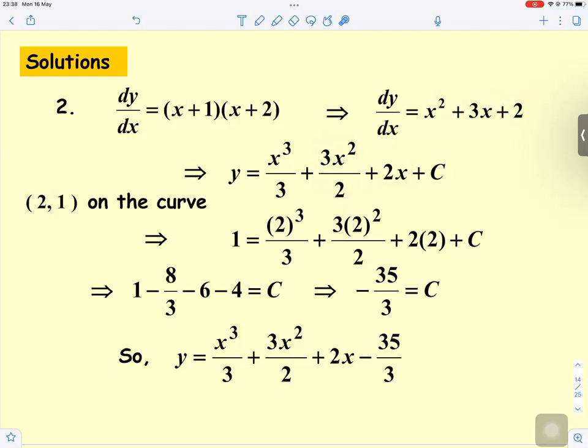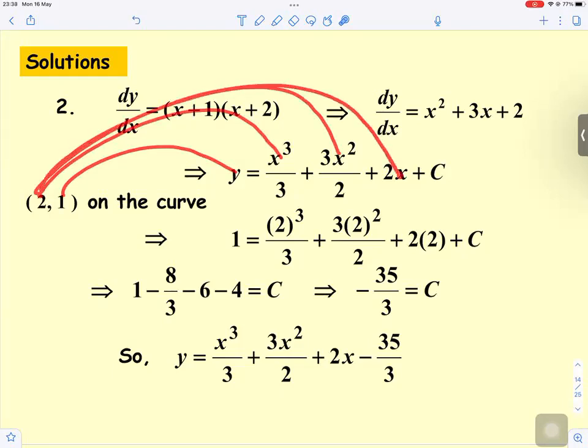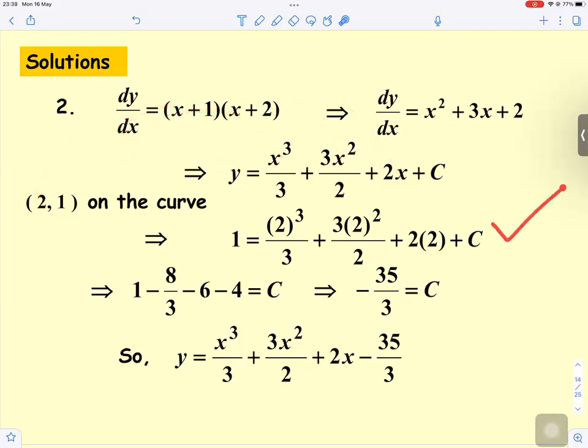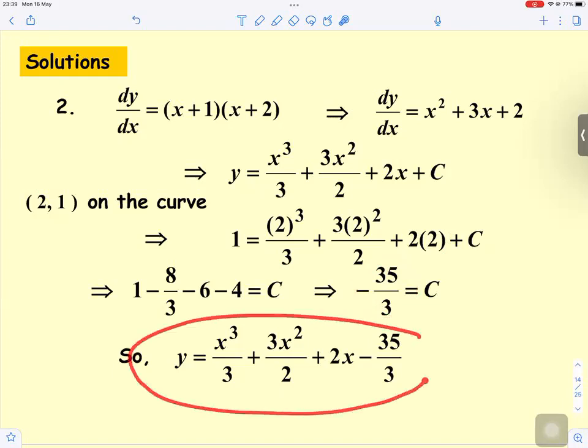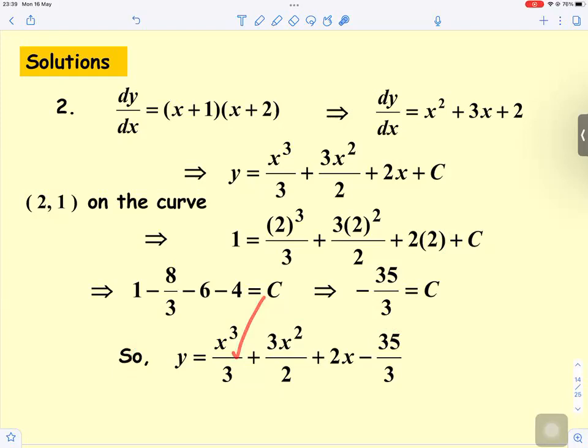Now you substitute the value for y. Y is 1. X is 2. So wherever you see x, you put 2. And you get that equation, and you will use your calculator. Put all of this in your calculator and you simplify it, and you work out the value for c to be minus 35 over 3. So you can write your equation like this. Y is x cubed over 3 plus 3x squared over 2 plus 2x minus 35 over 3.